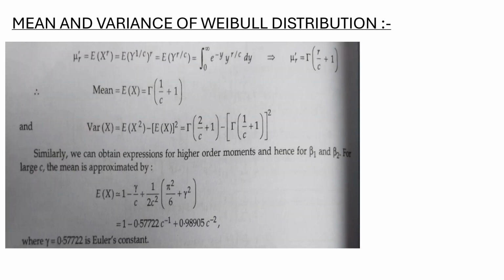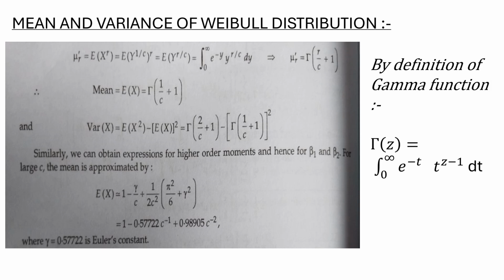So here we have this calculation or proof. mu r dash is defined as the expectation of x to the power r, which is y to the power 1 by c, whole to the power r, which is the expectation of y to the power r upon c. Now we need to know that mu r dash is defined as the gamma function of r upon c plus 1.